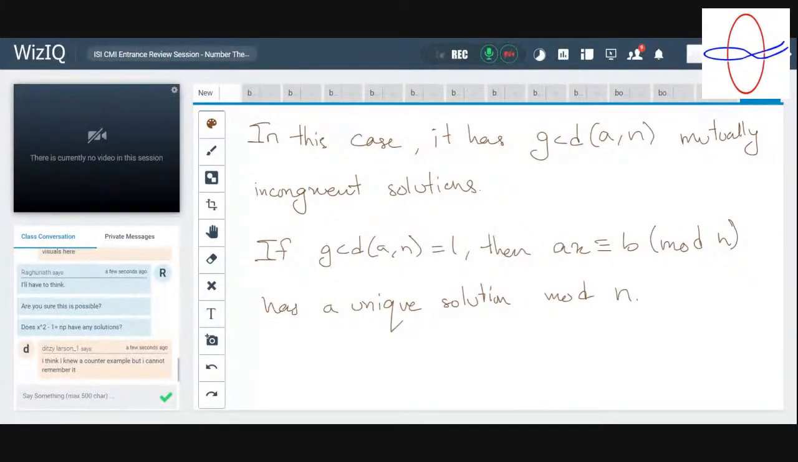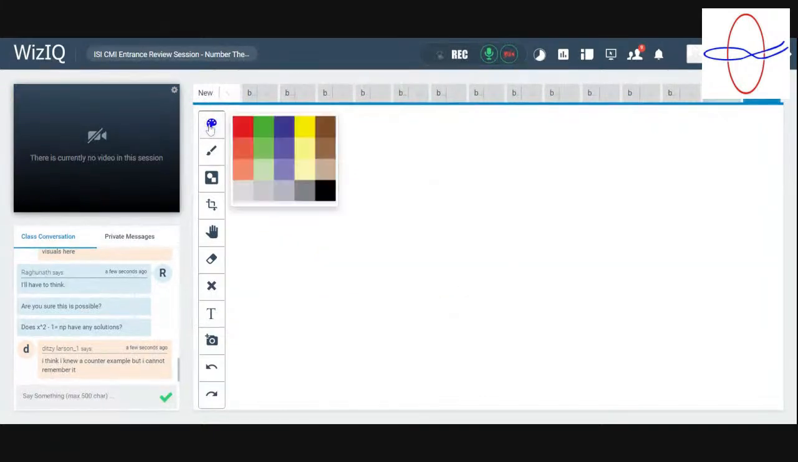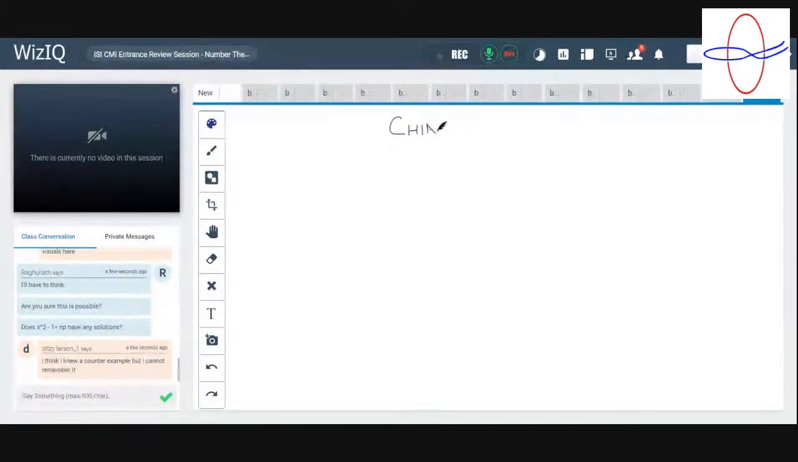Now let's look at another big name result. That is the Chinese remainder theorem.